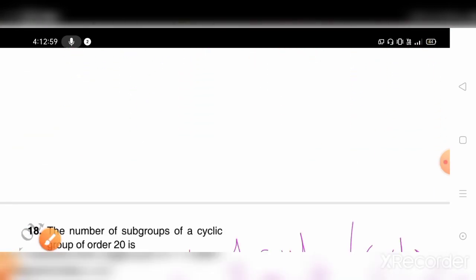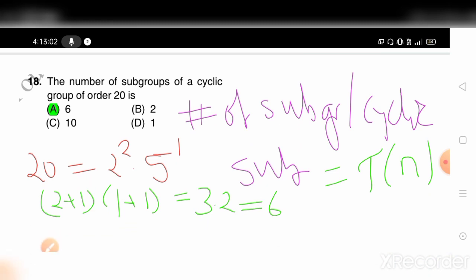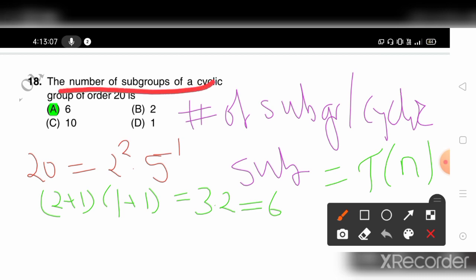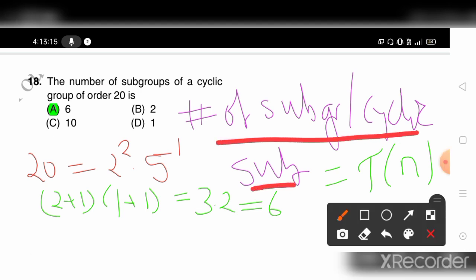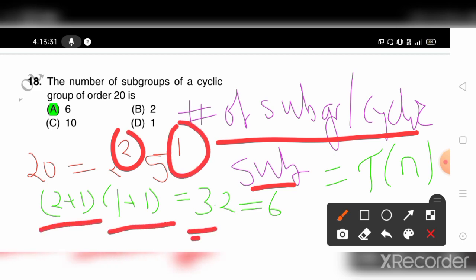Next question. The number of subgroups of a cyclic group of order 20. One formula to find the number of subgroups of a cyclic group is tau of n. 20 is written as 2 squared into 5 raised to 1. Here it is 2 plus 1 and 1 plus 1, that is 3 into 2, that is 6. Option A is correct.